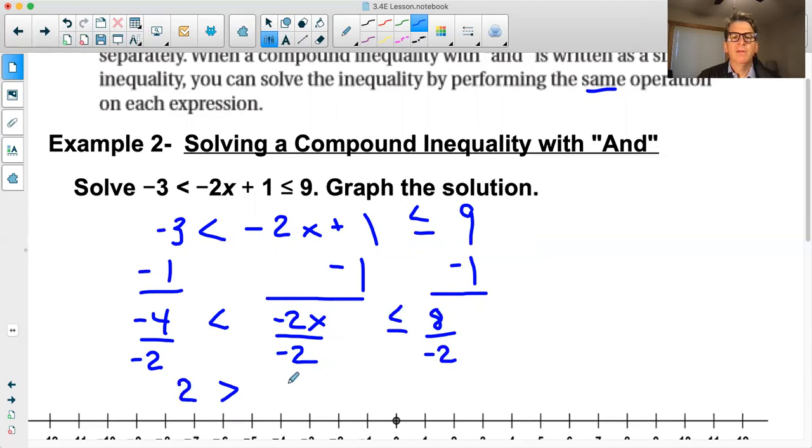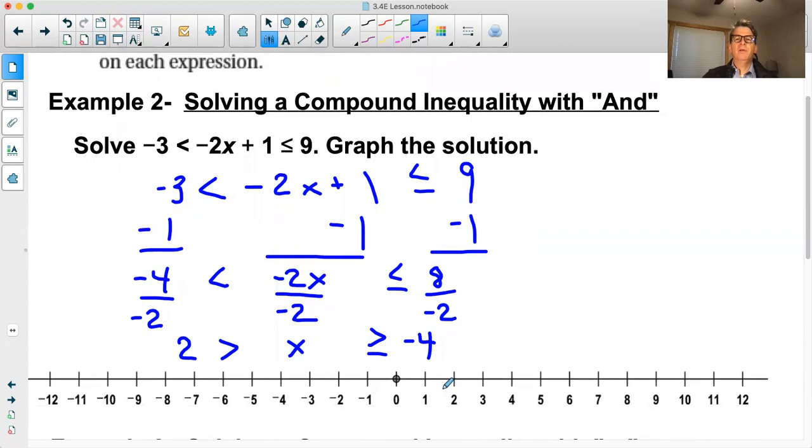And this becomes an x. And 8, now from less than or equal to, this becomes a greater than or equal to. And you end up with 8 divided by -2, which is a -4. Okay, -4. So there's your compound inequality.